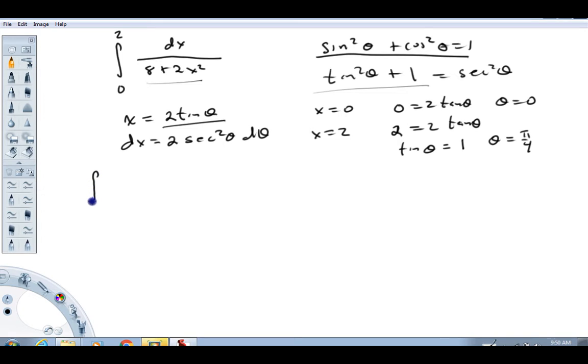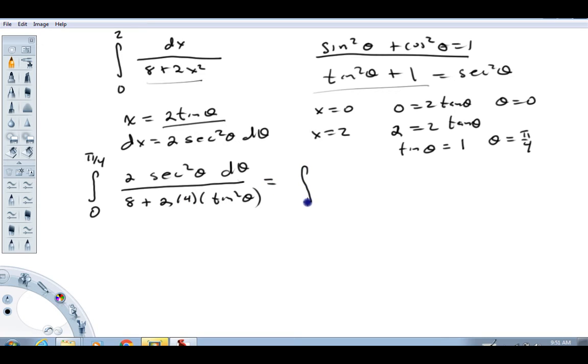So what we're going to do is rewrite the integral now from theta equals 0 to pi over 4. I forgot the d theta there as well. So dx is going to equal 2 secant squared theta d theta. Divide by 8 plus 2x squared, so that's going to be 8 plus 2 times x squared. I'm going to go ahead and just write that as 4 tangent squared theta, 2 squared being 4.